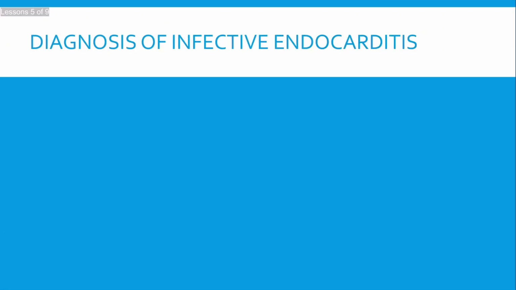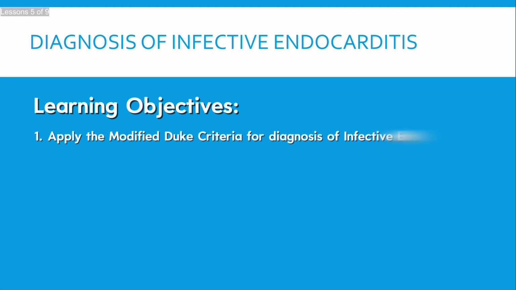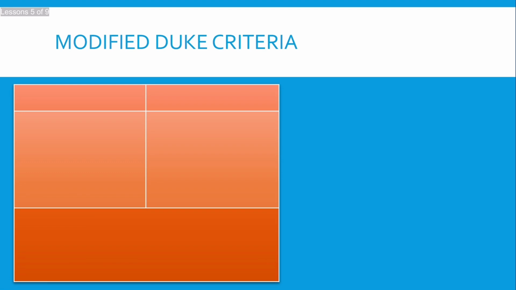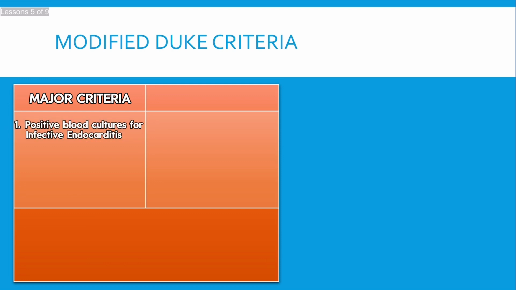Lesson 5. Diagnosis of infective endocarditis. The learning objective is to be able to apply the modified Duke criteria for the diagnosis of infective endocarditis. In diagnosing infective endocarditis, there are two major criteria to consider. The first major criterion is a positive blood culture, which can be confirmed in one of three ways.